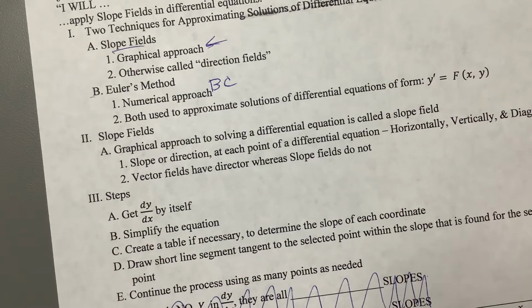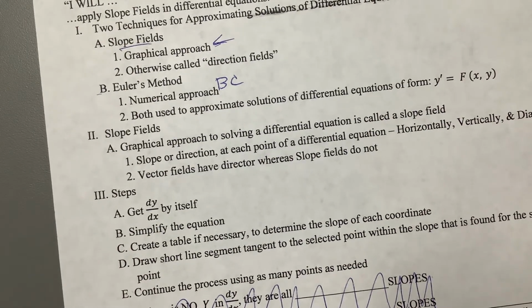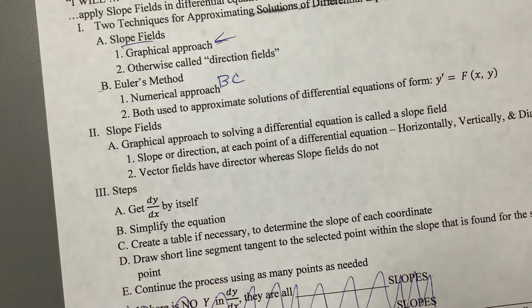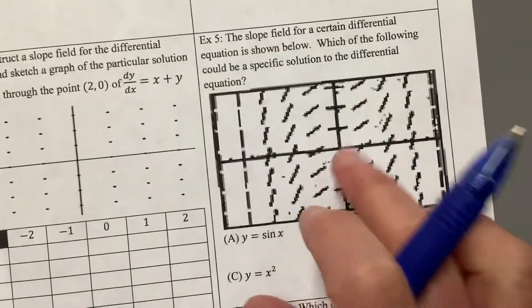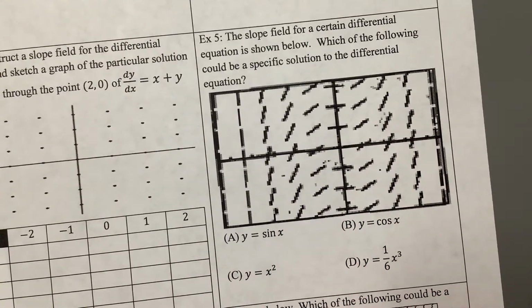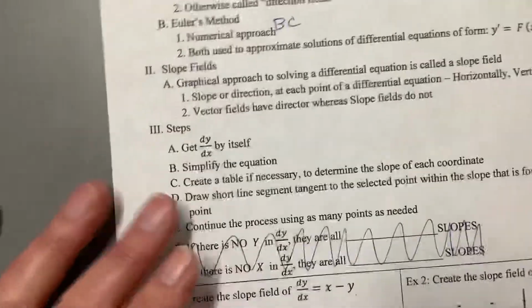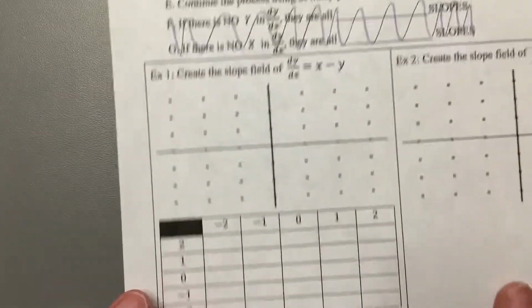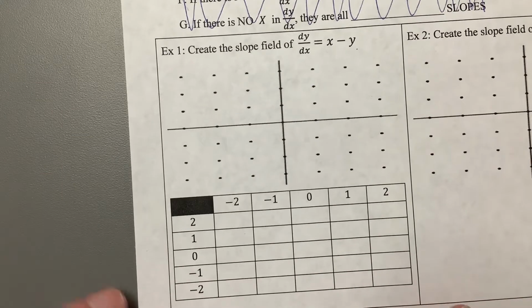Now, the rest of it is what you do is you are making a field. I'll show you. It looks like one of these, this one right here. And those are itty-bitty tangent lines to the parent graph. So what you do is you plug in values of x and y, and you can make this chart, fill them in if it's easier.